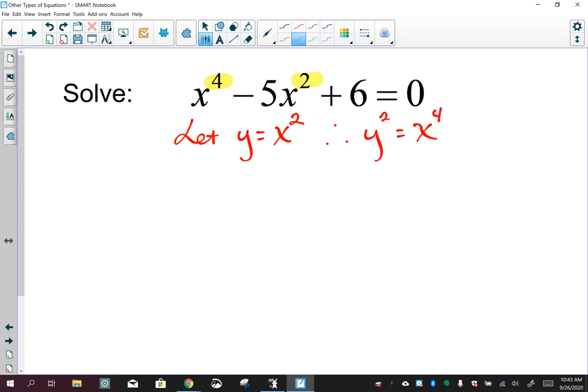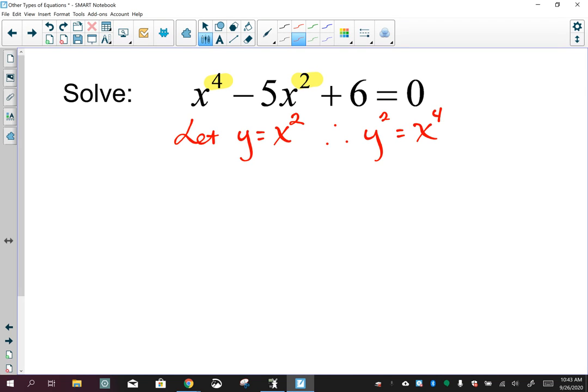So we're going to do some substitution here. We're going to let y equal x squared. We're going to let it equal this middle term. Whatever this middle term is here, that's what we're going to let y equal. And because of that, we wind up with y squared equal to x to the 4th.